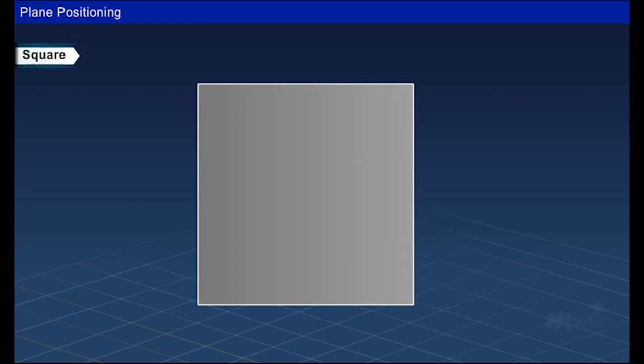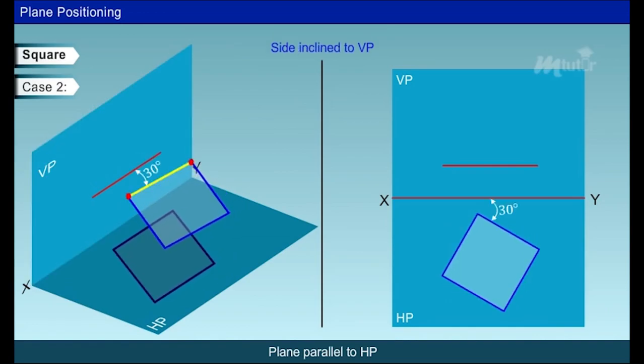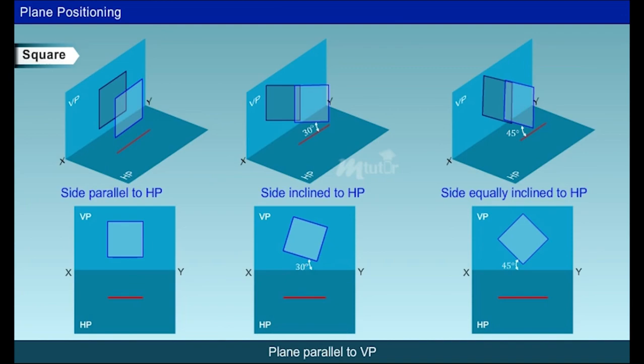Square plane. A square plane consists of 4 sides of equal length. A square lamina is parallel to HP, and one of its sides is parallel to VP. When the side is 30 degrees to the VP, it will be drawn as shown. When all the sides are equally inclined, that is 45 degrees to VP, it will be drawn as shown. Similarly, when the square lamina is parallel to VP, the true shape is obtained from the front view for all the 3 cases.